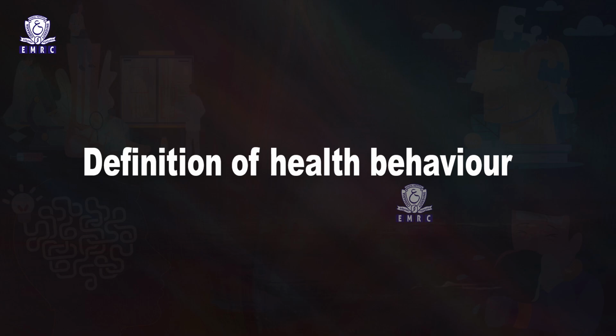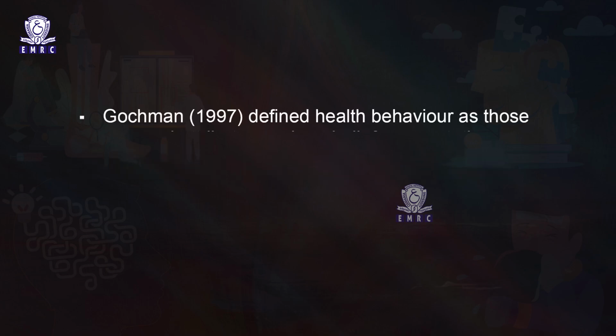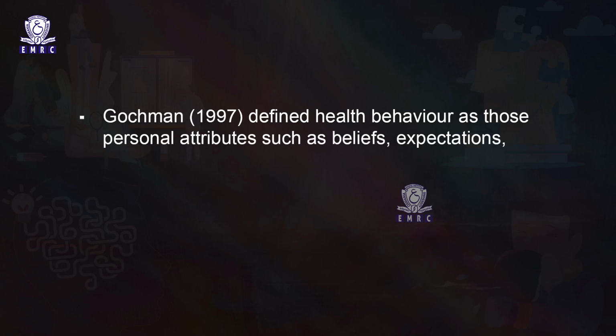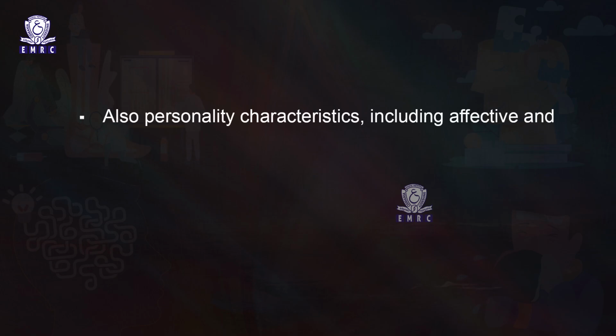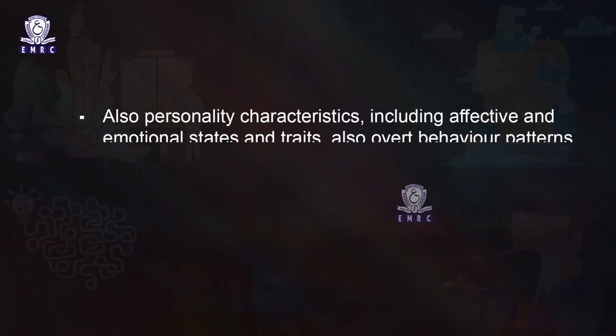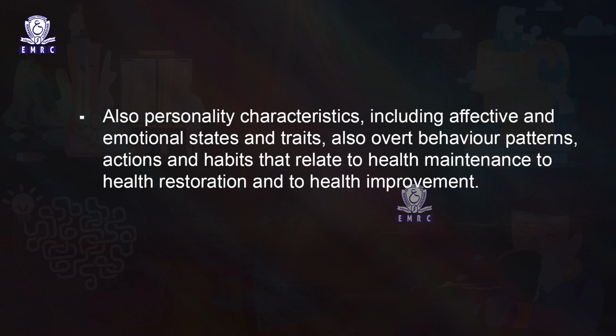Now coming to the definition of health behavior. Gochman in 1997 defined health behavior as those personal attributes such as beliefs, expectations, motives, values, perceptions and other cognitive elements. Also personality characteristics including affective and emotional states and traits. Also overt behavior patterns, actions and habits that relate to health maintenance, to health restoration and to health improvement.